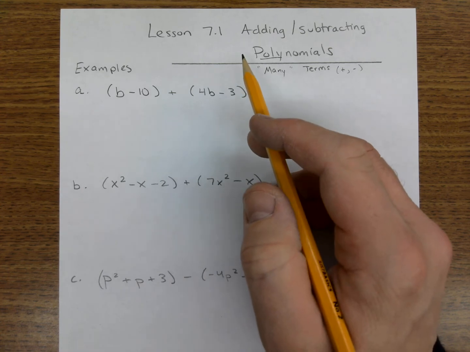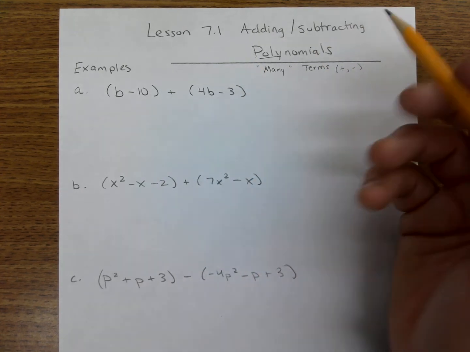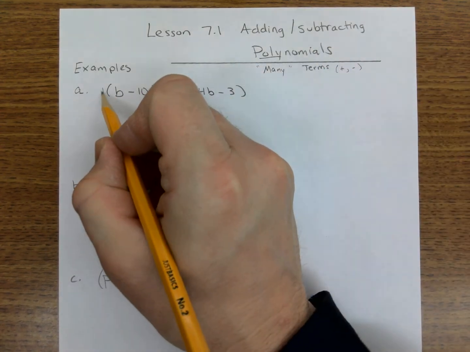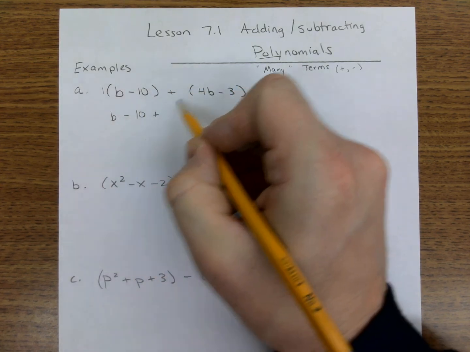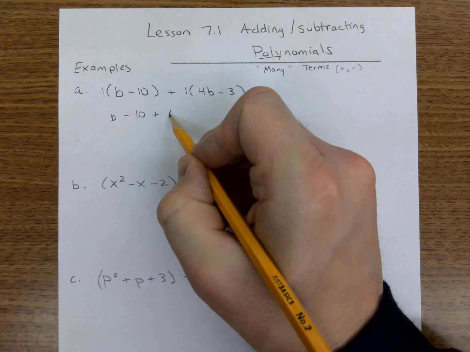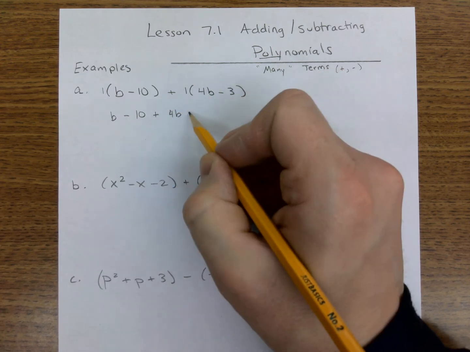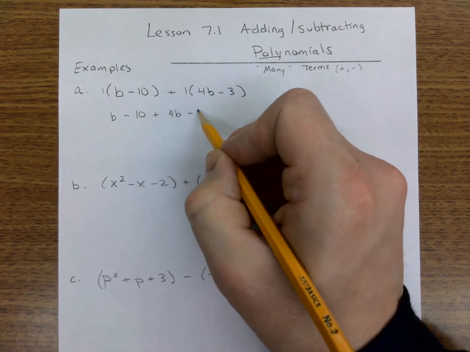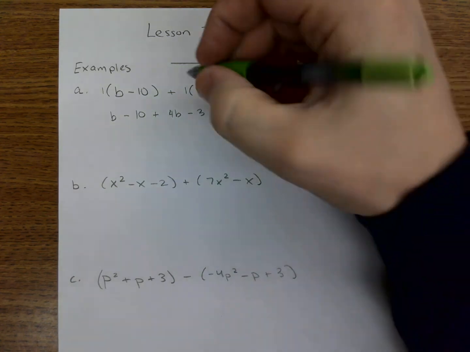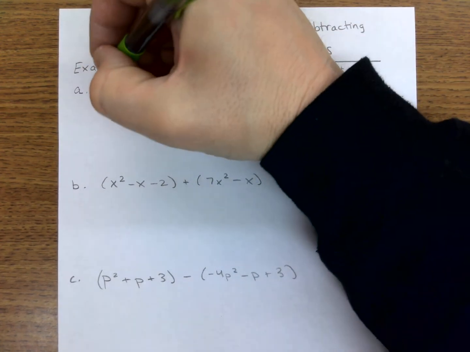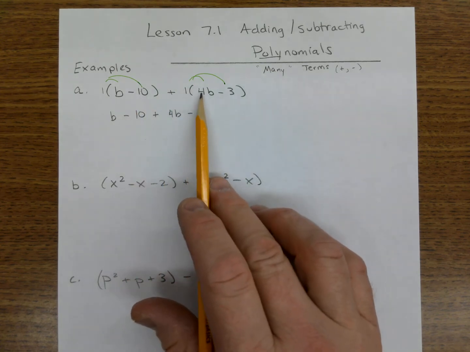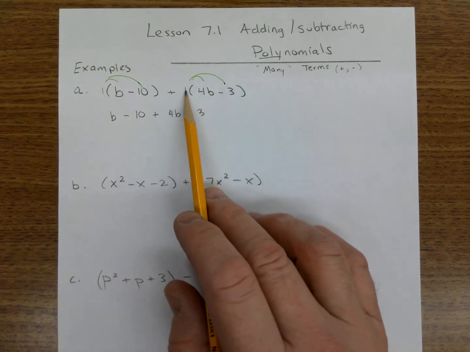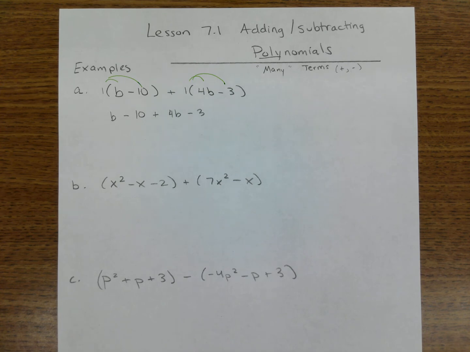Well, the first thing we want to do is get rid of the parentheses, and that's pretty simple right here. There's just a 1 out here, so I have 1b minus 10 plus 1 times 4b and 3. So it's kind of like distributing. It's like this 1 goes in with everything, and when there's just a 1 there, you just multiply by 1. This will sometimes be a 2 or a 3 or something, but right now it's just a 1.